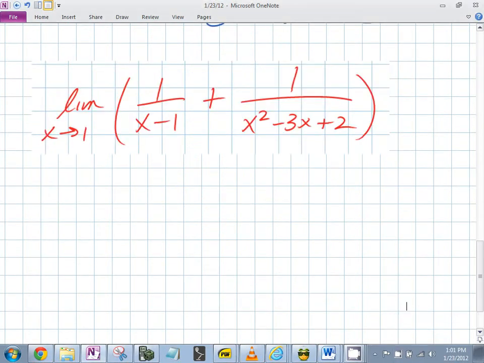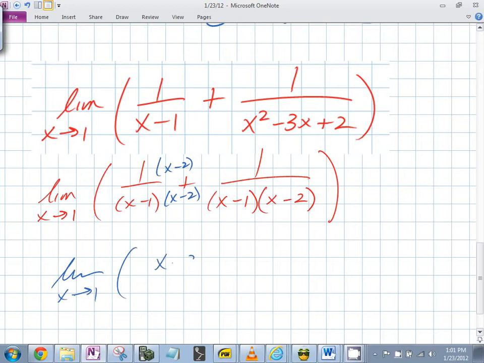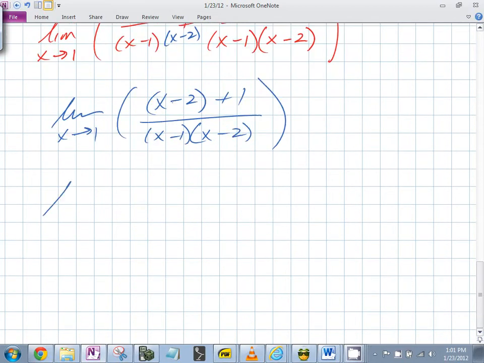And it is much easier to see a common denominator in this one when you factor it. This turns into the limit as x goes to 1 of 1 over x minus 1 plus 1 over x minus 1 times x minus 2. What do we now multiply this first fraction by? We have to multiply by a form of 1, right? So we end up with the limit as x goes to 1 of x minus 2 plus 1 all over x minus 1 times x minus 2. What does the numerator simplify to?